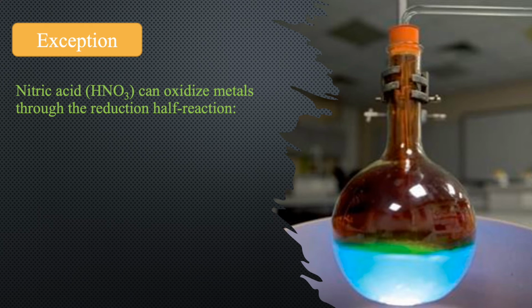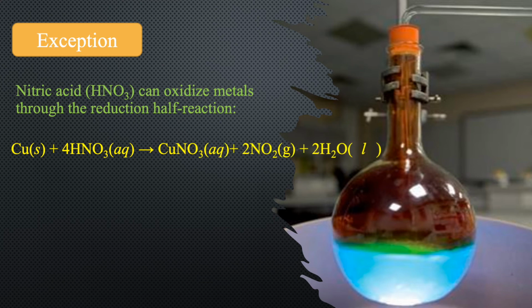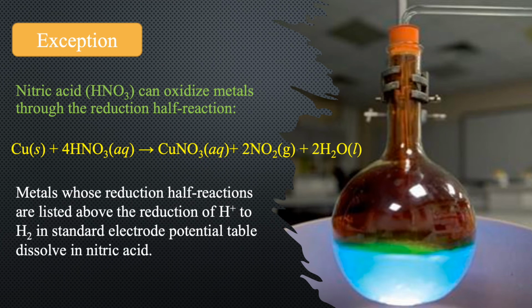However, because everything has an exception, nitric acid is an exception to this rule. As you can see, copper can dissolve in nitric acid to form copper nitrate that has the blue color and release nitrogen dioxide that has this brown color and water molecules. This means that metals whose reduction half reactions are listed above the reduction of hydrogen ions to hydrogen molecules in a standard electrode potential table dissolve in nitric acid.